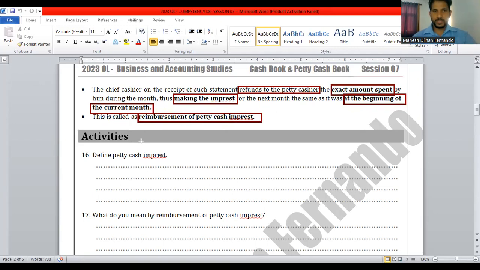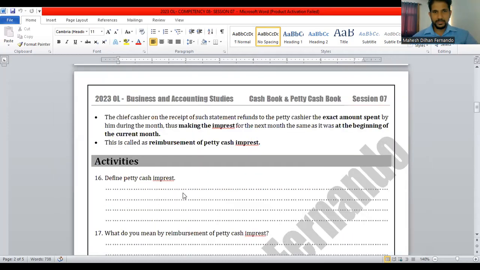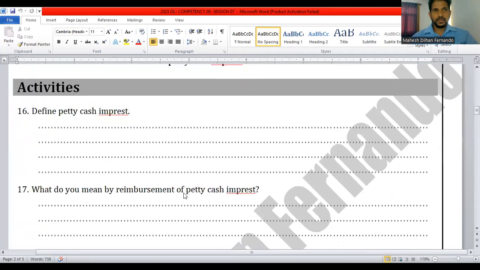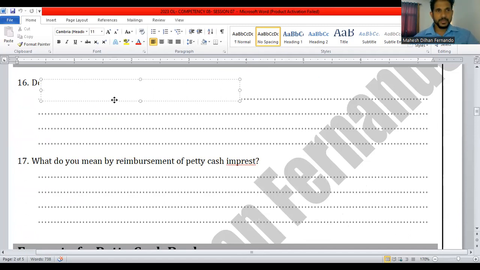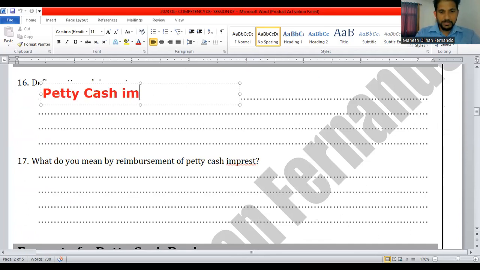Okay, good. Let's write down the meanings of these. Give me a minute. Define petty cash imprest and petty cash reimbursement. Sorry, first, petty cash imprest.